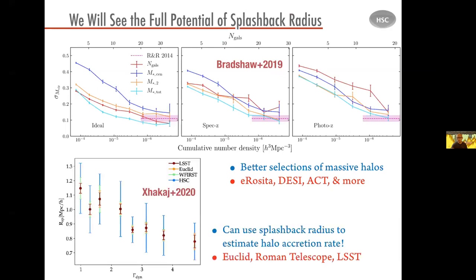And in the future, we can also make predictions to say that once we have a survey like LSST, we can reliably measure the splashback radius and use it to infer the halo accretion rate in a dynamical time. And by then, we can really release the full potential of splashback radius. Basically, the future is bright.